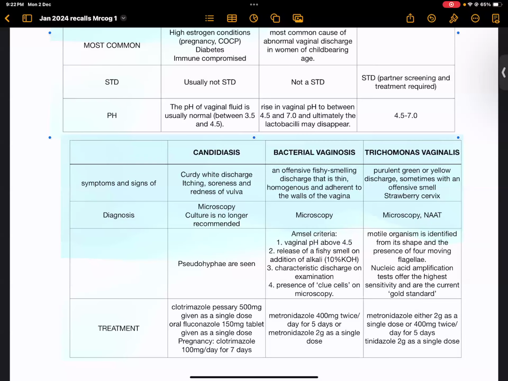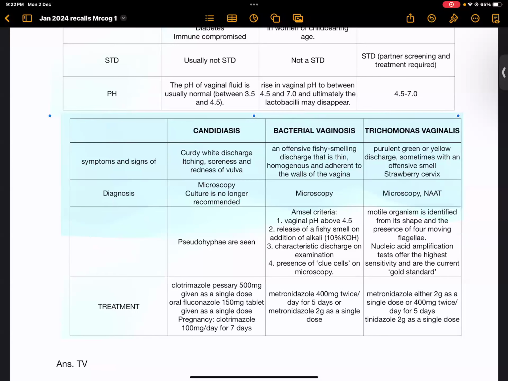Now in microscopy of Candida, you would see the pseudohyphae, but in BV, there is a criteria that is very important. So the Amsel criteria is important. You need to remember that. This criteria has 4 points. First, vaginal pH would be above 4.5. Second is your fishy smell. The fishy smell is of the discharge, and whenever you add alkali, you have a release of fishy smell. And the discharge would be seen on examination, and the clue cells. So clue cells are very typical of this BV.